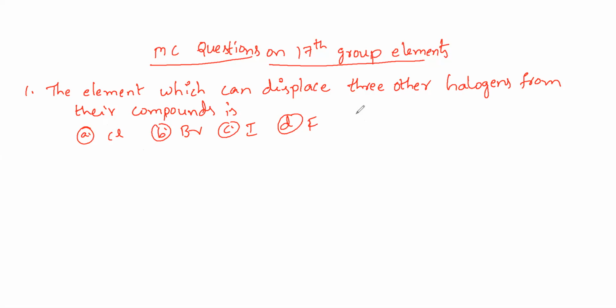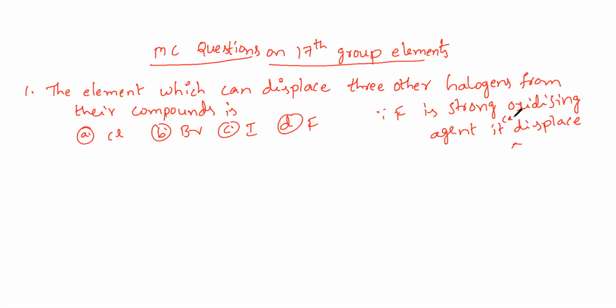So how could you answer this question? Fluorine is the strongest oxidizing agent among all the halogens, so it can displace all other halogens, all three halogens, that is chlorine, bromine, and iodine. So the answer is the fourth option, because it is the strongest oxidizing agent that can displace all. Please note down the reason also. Next.